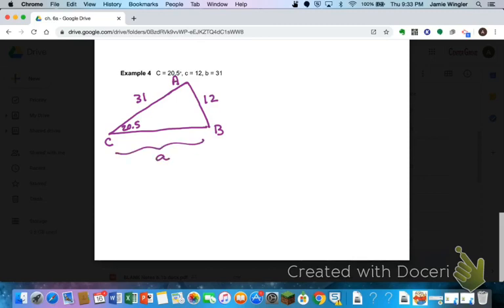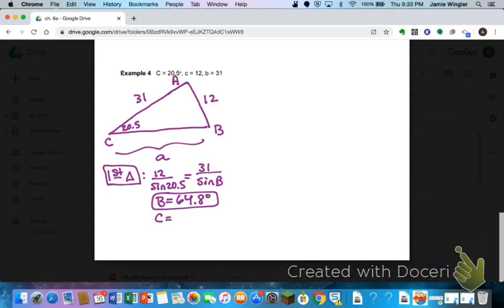Since our given angle is acute, we have to look for 2 sets of answers. Sometimes you get 2 sets, sometimes you don't. The first set of answers you get just from working through the law of sines. So it's going to be 12 over the sine of 20.5 equals 31 over the sine of B. We've done this enough where you guys can cross multiply. You can solve for B. Make sure you take the inverse sine, and you get B to equal 64.8 degrees.